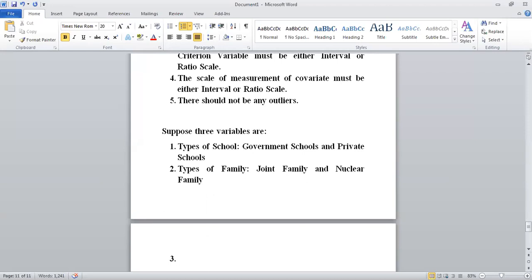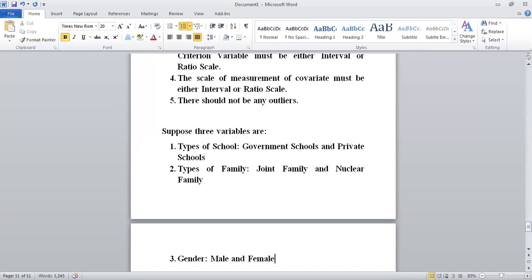And the third variable, if I take, let us say, gender: one is male and another is female. These days, we do not write girls and boys. We normally write male and female, but the choice is yours. If you want to write girls and boys, I have no problem.